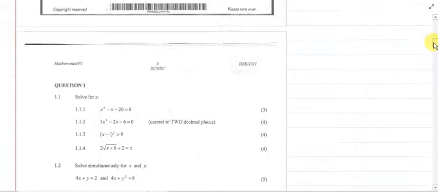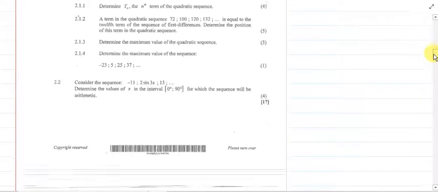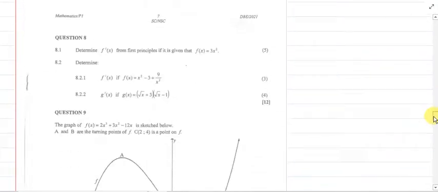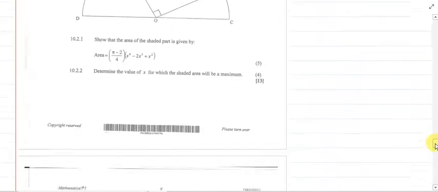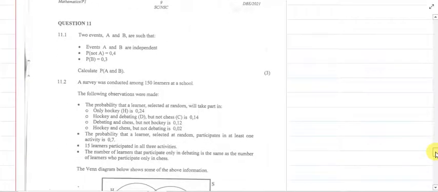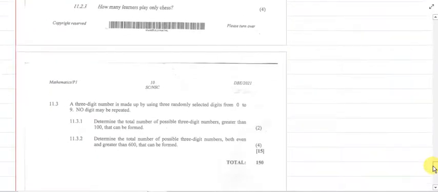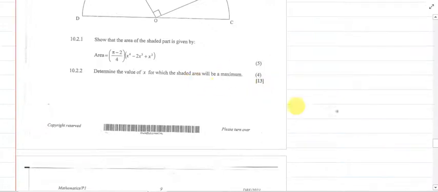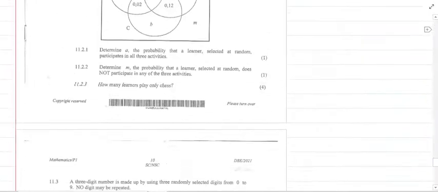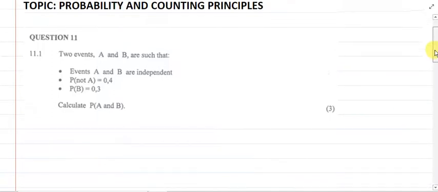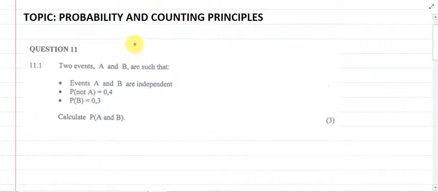If you have a look at this paper here, question 11 is based on counting principles and probability. Have a look at these questions. I've cut these questions into pieces so you can see much better. So the topic is probability and counting principles. Let us have a look at question 11.1.